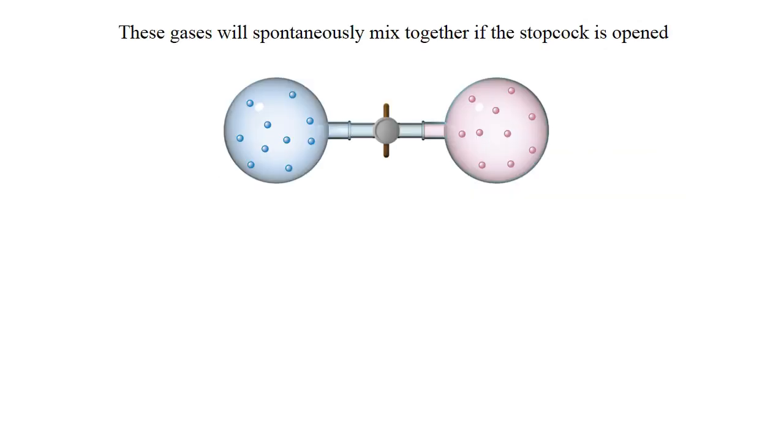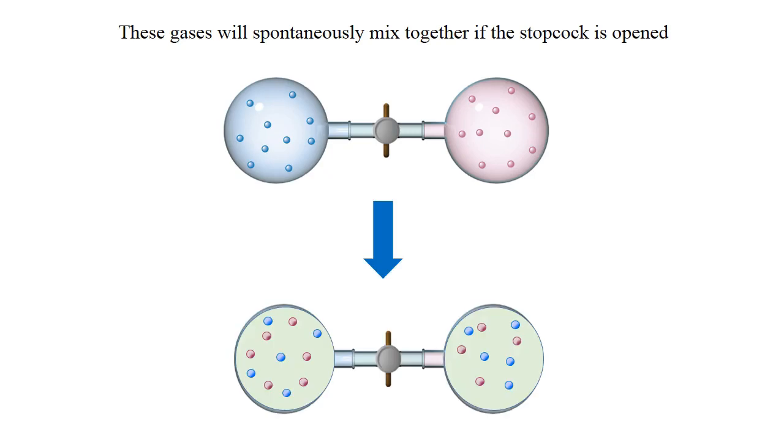Now, we're going to go back to our flask that has one gas on one side and another gas on the other side. When we open the stopcock, we know that these gases will spontaneously mix together. And so you can see that here the red and the blue gas particles have distributed themselves equally across the two flasks. The reason why this happens is because at the top, this system represents what's called low entropy. And at the bottom, we see a system that has high entropy.